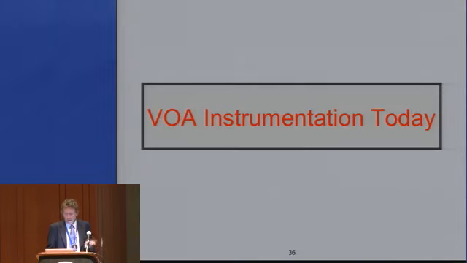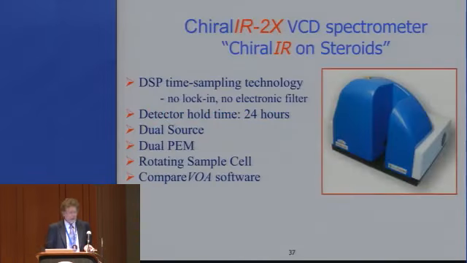So what's going on today in terms of technology? Well, the whole thing is now reduced to one box and a PC. And there are no lock-ins. It's all done by time sampling in the megahertz region, and the 3 simultaneous interferograms are achieved by numerical interpolation on the fly as the interferometer scans. Detector hold time went from 4 to 6 hours up to 24, which is why there's such a big dome there. It's a big, tall detector. So you can essentially run 24/7.